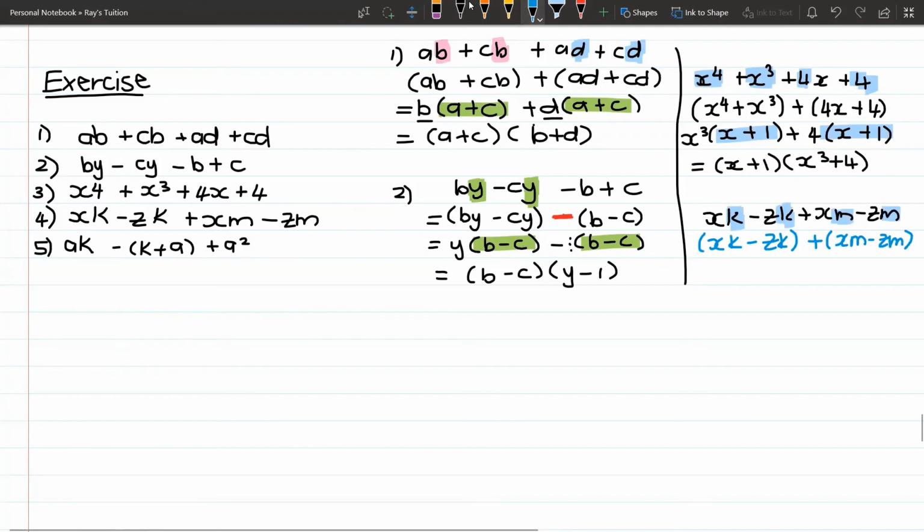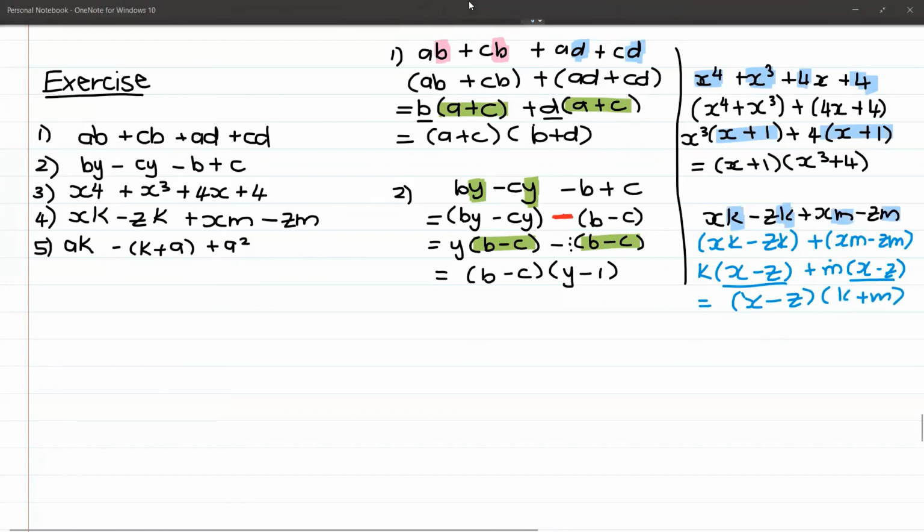Now we're going to factorize. So we're going to take out a k from the first bracket and get x minus z. And from the second bracket, we're going to take out an m and get x minus z. And then this here then has the x minus z as a common factor. And then finally, we have k plus m.